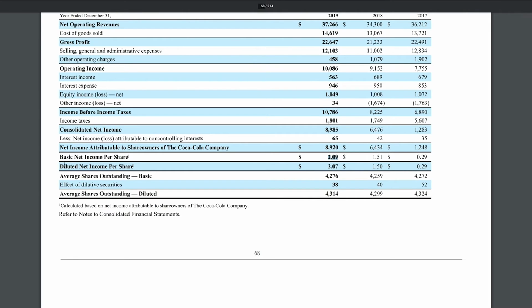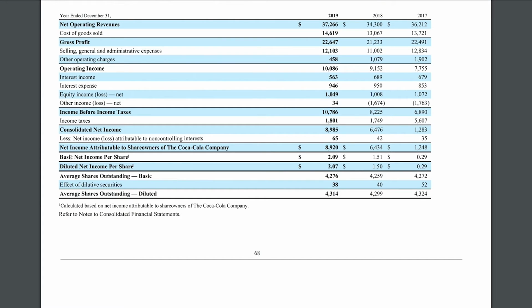The way to understand this is that basic includes all of the currently existing shares, so all of the shares that are actually in existence right now for the Coca-Cola company, whereas diluted includes all of those shares plus all potential shares. One way that a management team gets compensated, say the CEO of Coca-Cola, is they can earn shares. They have a plan that if they hit certain milestones, they will earn shares. Those shares don't currently exist, but they will be created if the CEO hits those milestones.